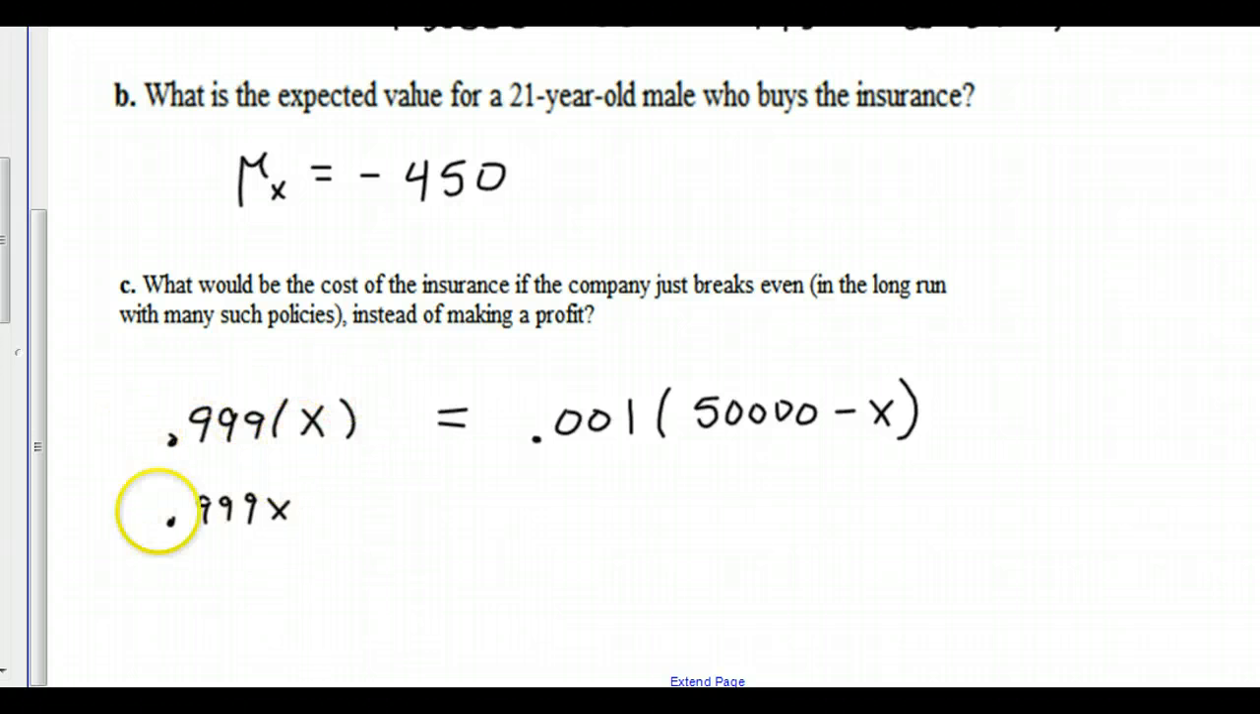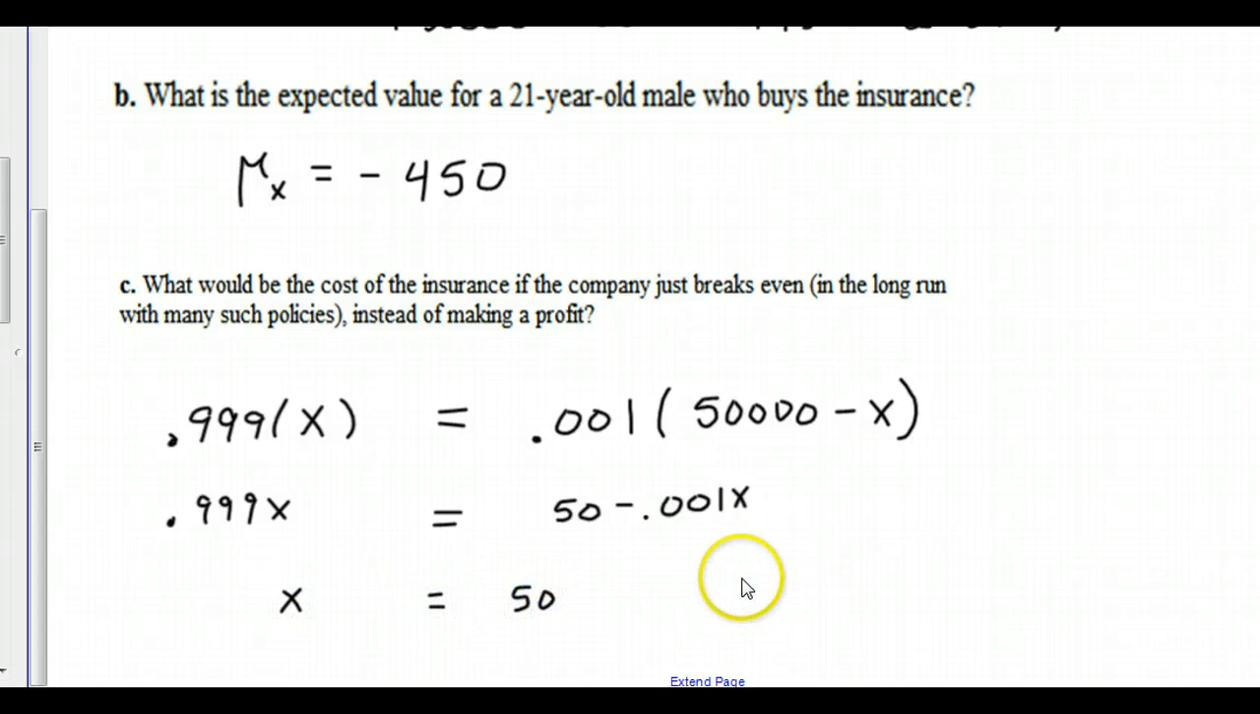Alright, so that's just 0.999x. I'm going to set that equal to, if I distribute this, 0.001 distributed through would make that just 50. And then obviously this is going to be a minus 0.001x. Alright, and then I add this over here to this. If I add that over, I get 0.001x added to 0.999x, that's 1x, equals 50. So they would need to charge $50 to break even.